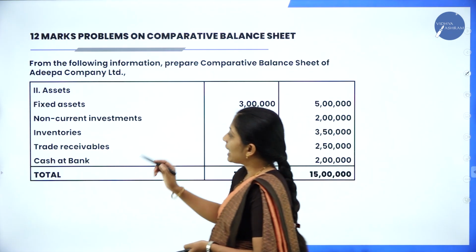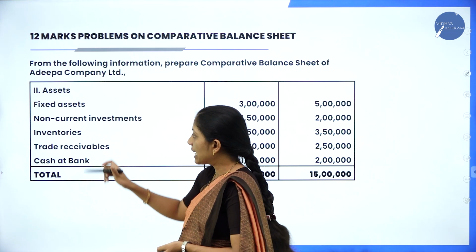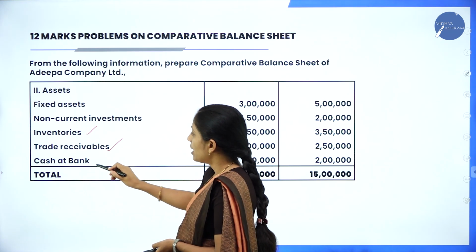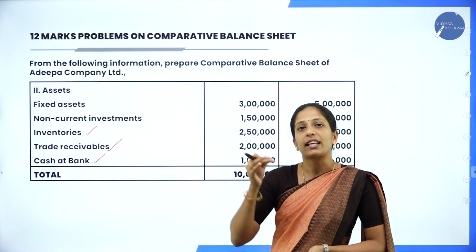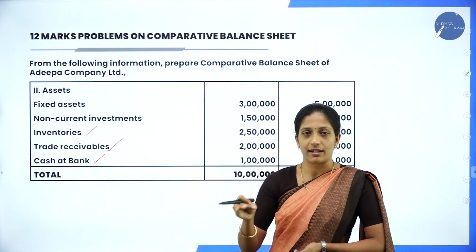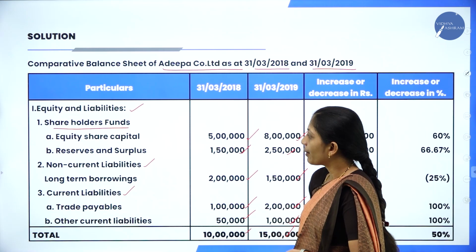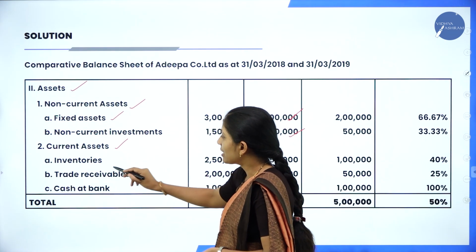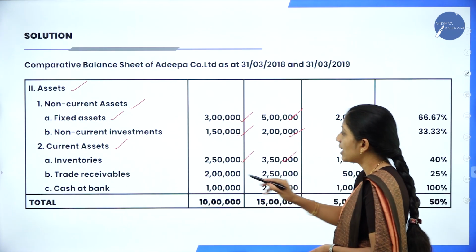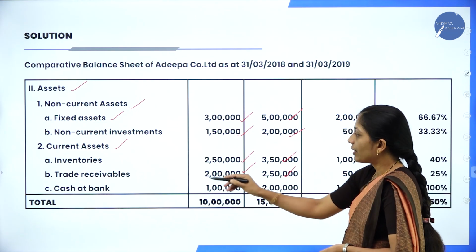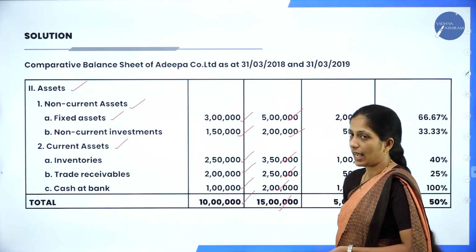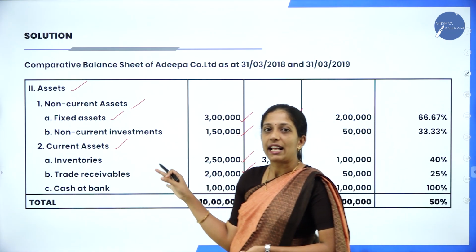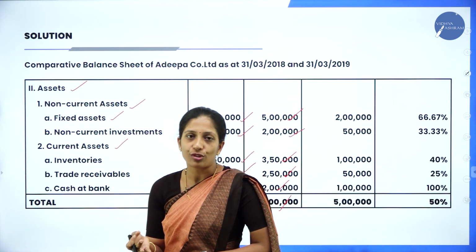Next, what have they given? Current assets. So the second one is current assets, where you can write inventories, trade receivables, and cash at bank. It can be written directly or under cash and cash equivalents. You can write cash at bank. So under current assets we have inventories, trade receivables, then cash at bank. Total 10 lakh and 15 lakh. So if you write like this, it will be easy for you to solve the problem.